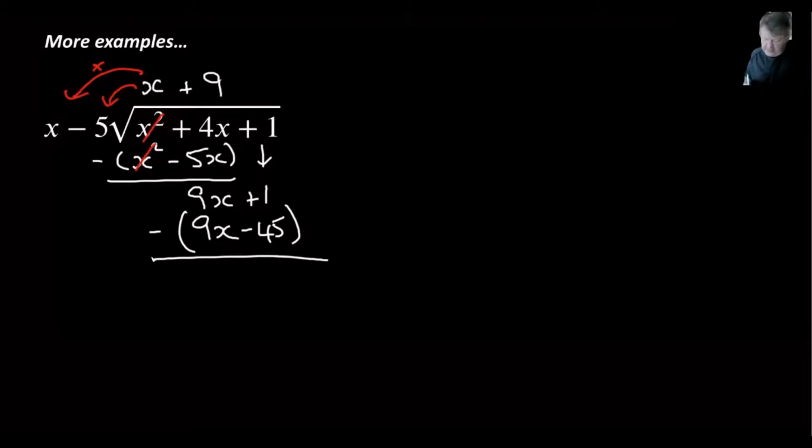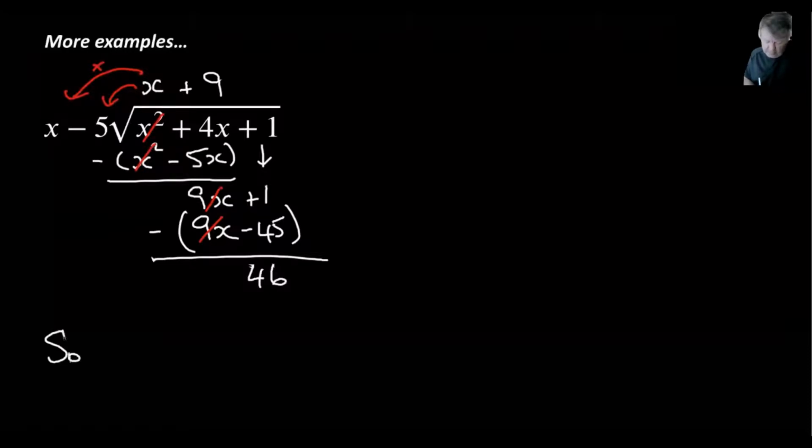All right, 9x minus 9x disappears straight away. 1 minus negative. Minus negative turns into a plus, doesn't it? So it becomes 1 plus 45, which is 46. Now you can see we've got a remainder this time.